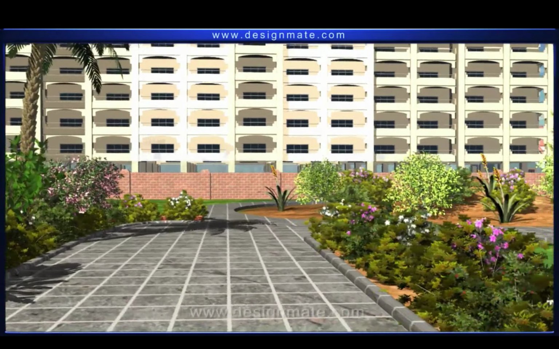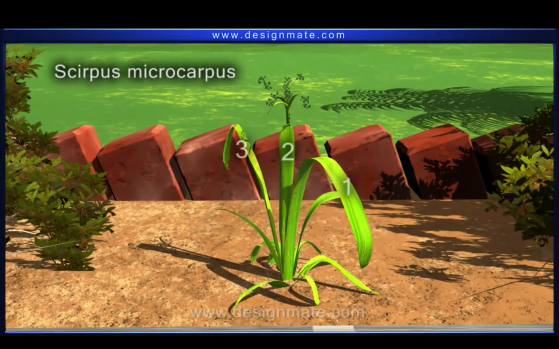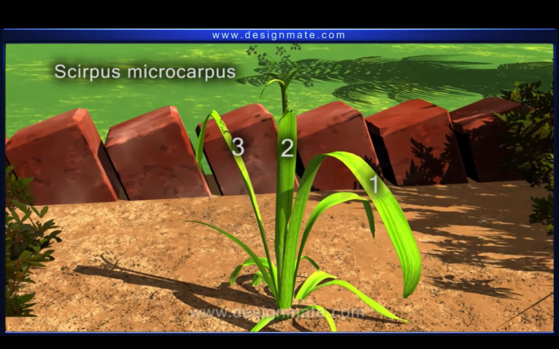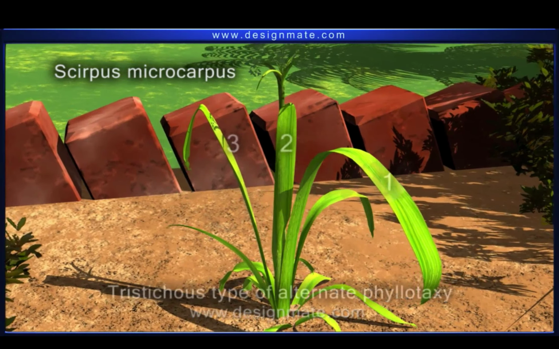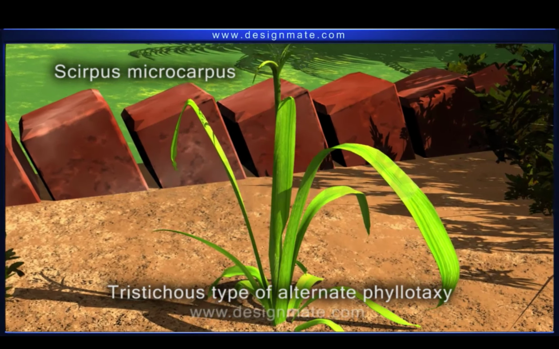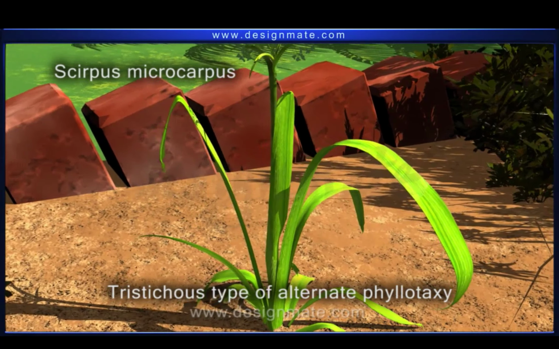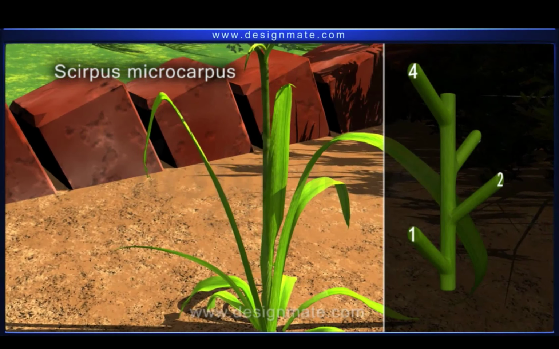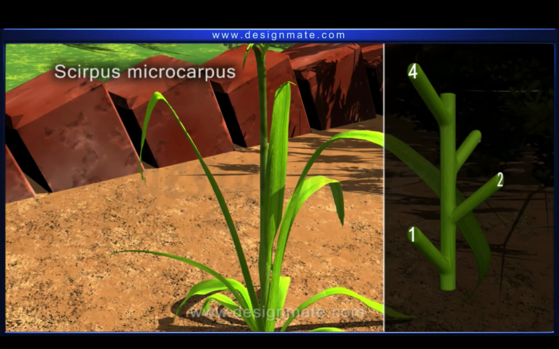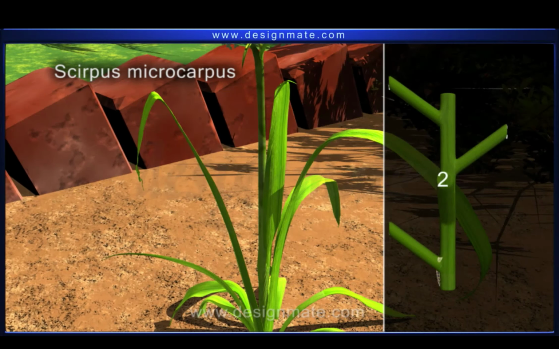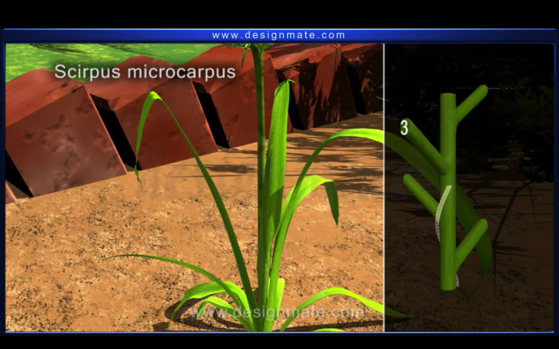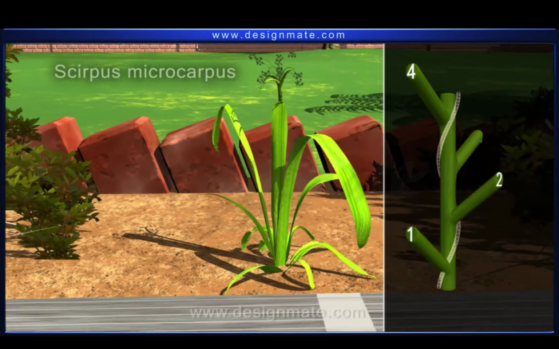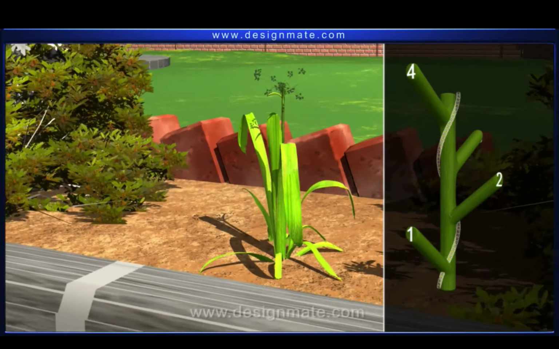However, Cirpus microcarpus bears leaves in 3 ranks on the axis, thereby providing an example of tristicus type of alternate phyllotaxy. Here again, in the schematic representation, we see that the 4th leaf stands vertically over the 1st one, and the genetic spiral makes one complete turn to reach that leaf, linking 3 leaves in between.